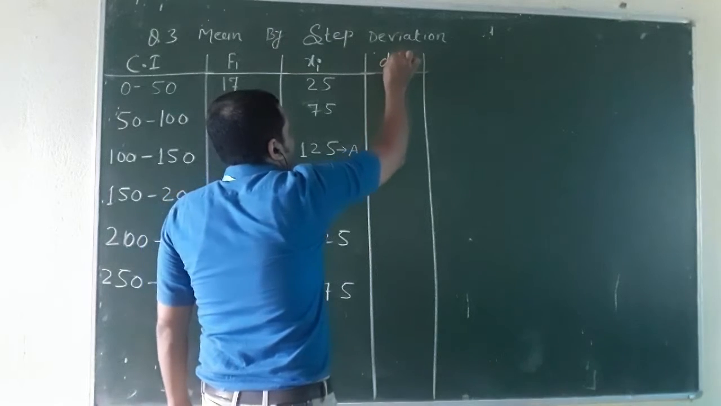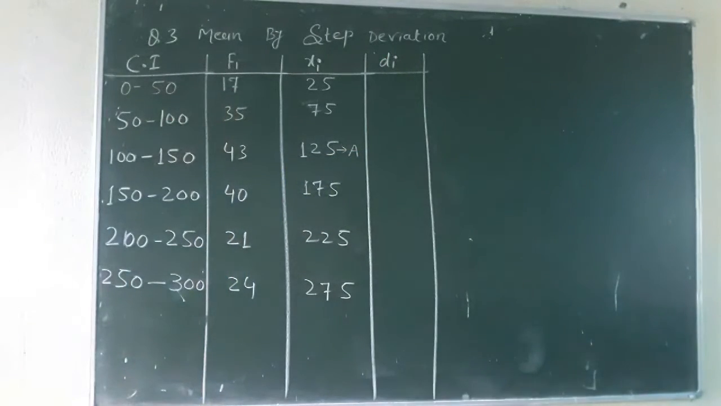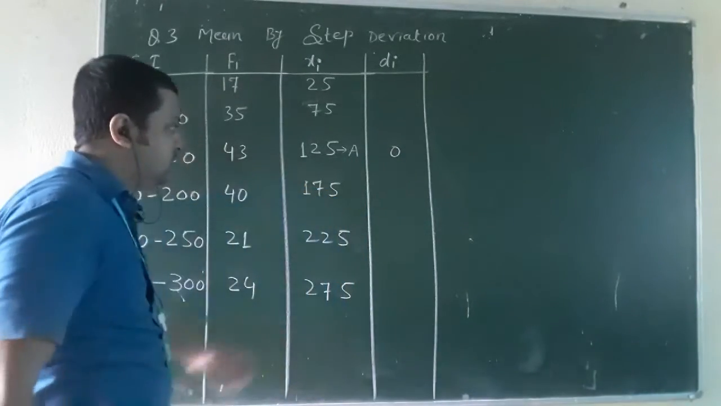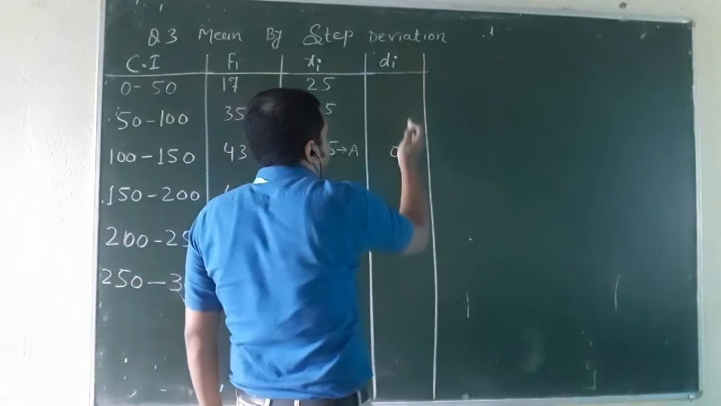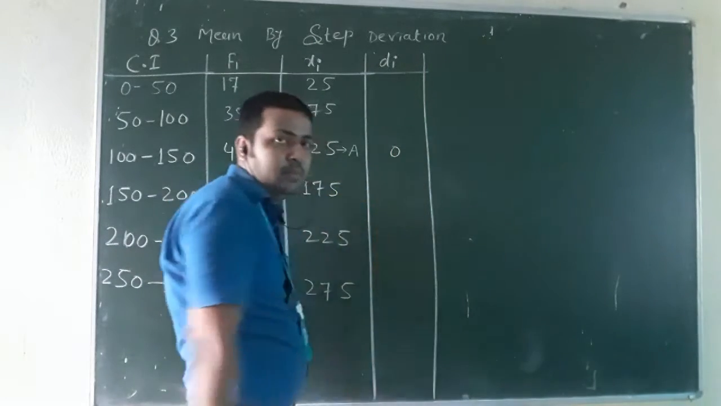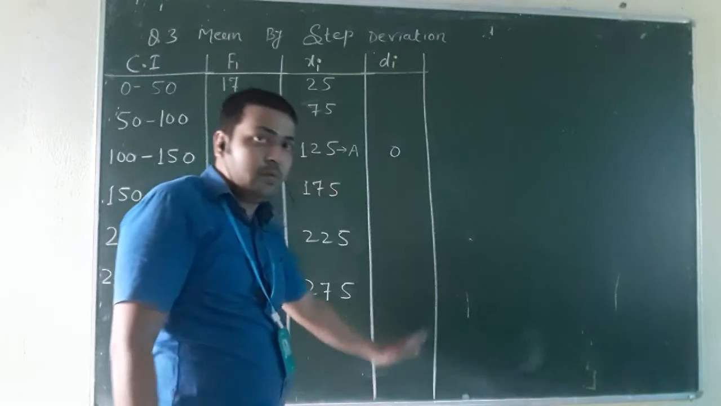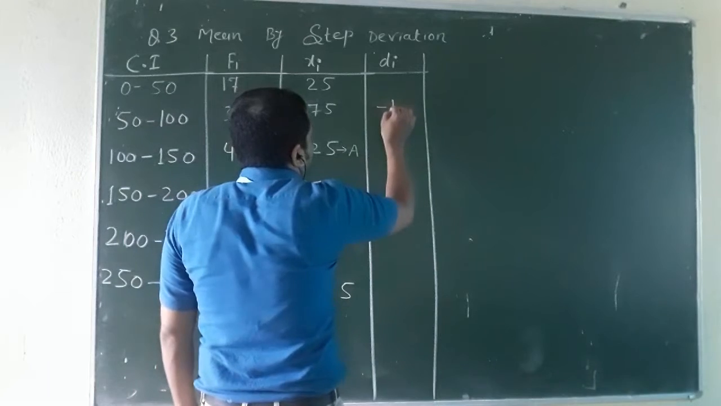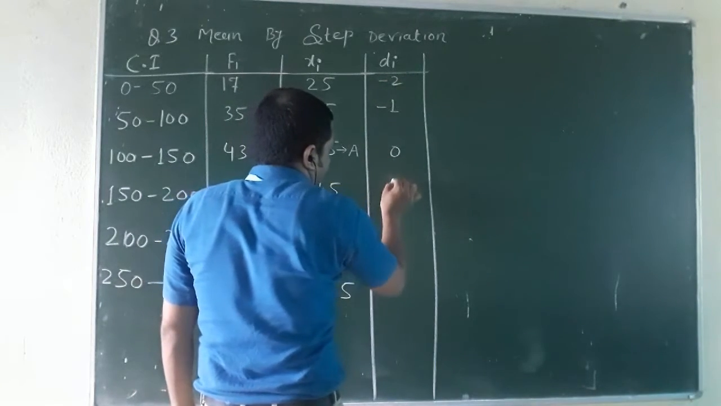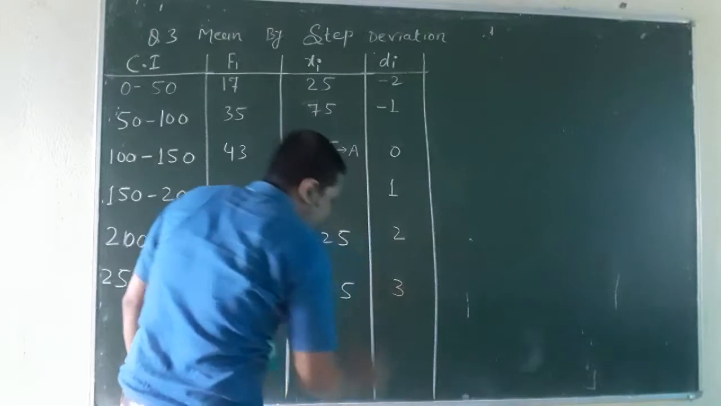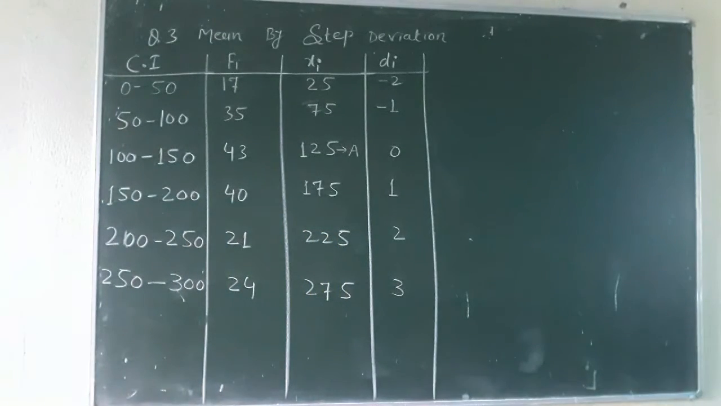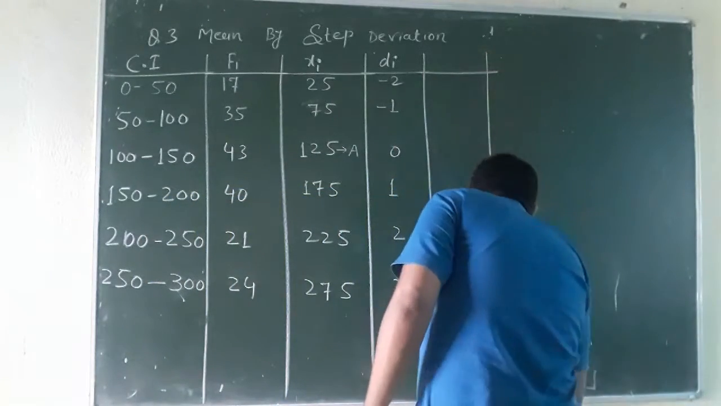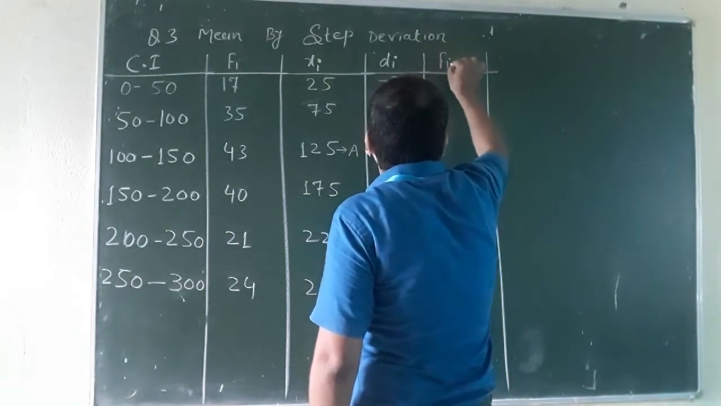Here now again we have to put one column, and the naming will be di. Corresponding to a will be 0. Now this time while going above the 0 we will put -1, -2, the counting numbers, and while going downward from 0 we will put 1 2 3 4 5, the counting numbers. So here it will be -1, for this one -2, 1, 2, now 3. This is the thing. Now after this you have to make a column and the naming will be fidi.